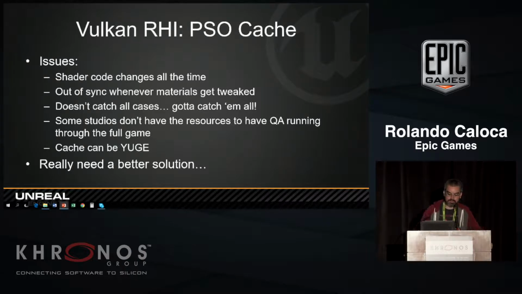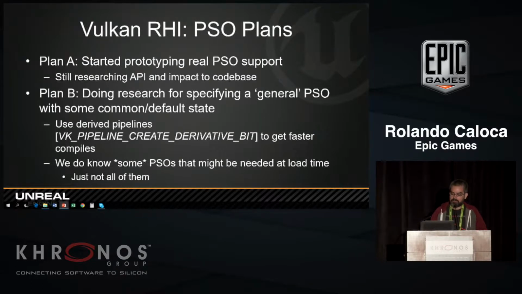So the issue with the PSO cache is that we will be changing shaders all the time, so the cache will get invalidated. Anytime you move the material around or you add something to the material, the microcode is different again, so the cache is invalidated for that bound shader state. It doesn't cache all the cases. And then licensees, some studios don't have the resources or the manpower to have QA going through the game, or the game is very dynamic. So the cache ends up getting huge, or they just don't have the time to go through it. So we actually need a better solution. So this is an active area of investigation.